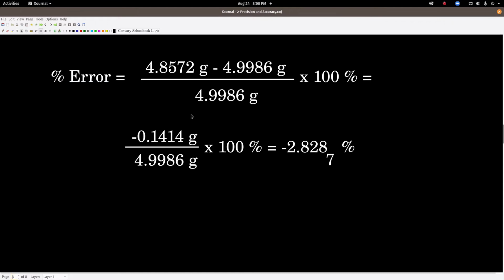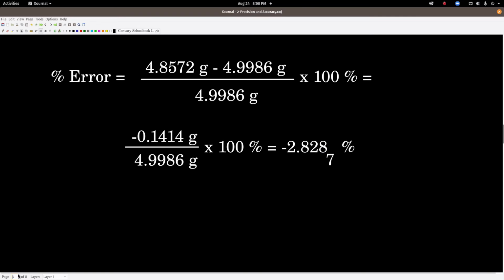For set 1, let's calculate the percent error: the average value minus the true value, over the true value, times 100. When we do the subtraction, we keep 4 places past the decimal, which gives us 4 significant figures in our answer, and we get negative 2.829 percent.